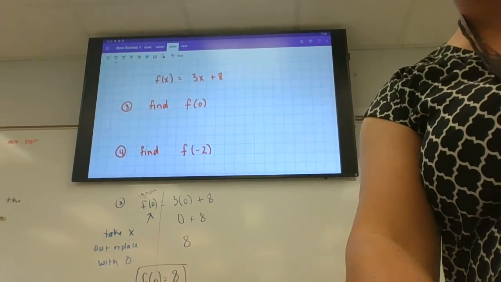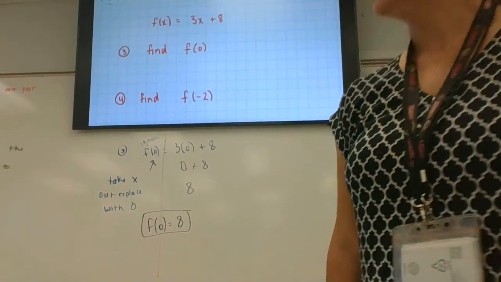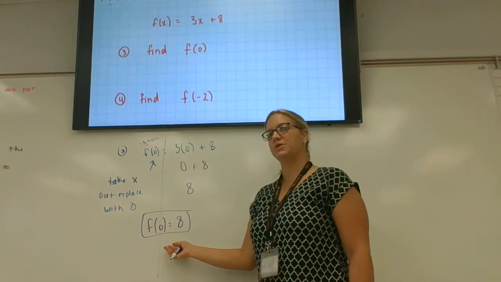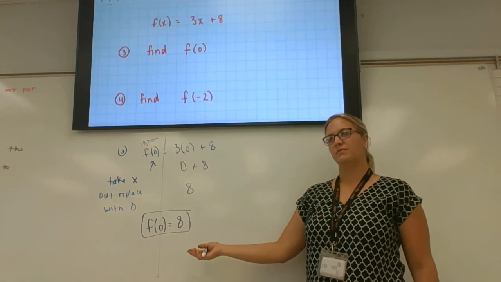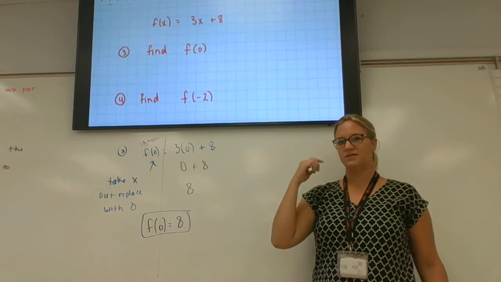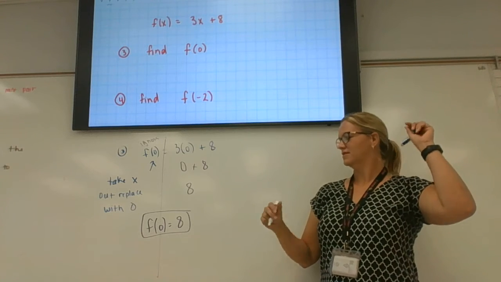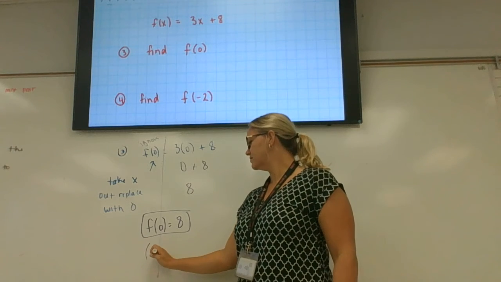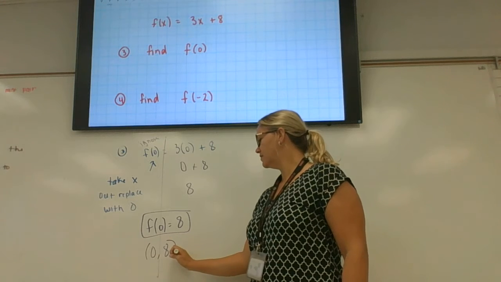Can anybody write this information as an ordered pair? That might be a point on a line. Cadence? 0, 8. The x value is 0, the y value is 8.